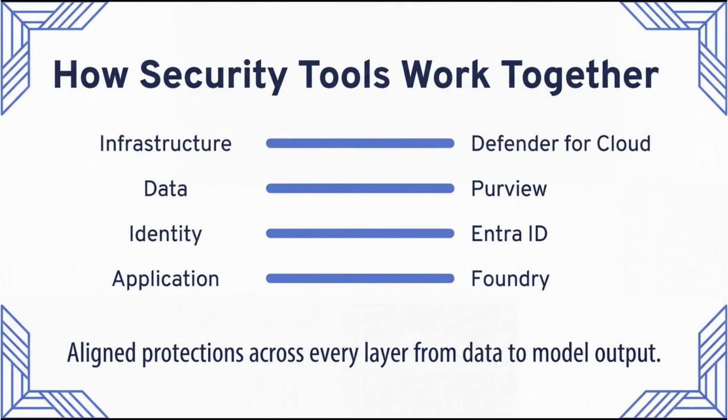The tools align perfectly with the AI workload layers. Defender for Cloud protects infrastructure and compute. Purview secures data sources and classification. Entra ID governs identity and access. And Foundry applies guardrails at the application and model level. This provides consistent, aligned protection from underlying storage all the way to final model responses.